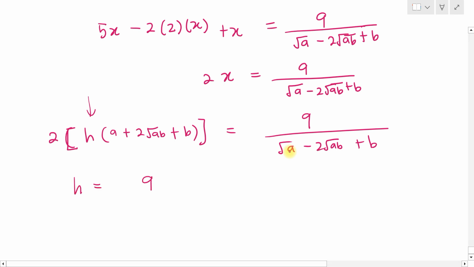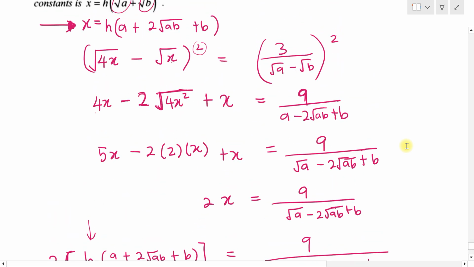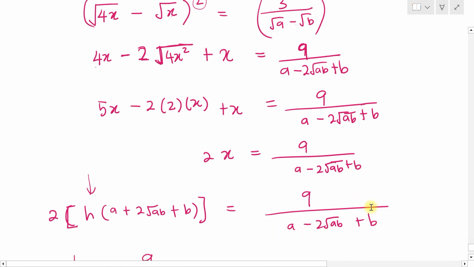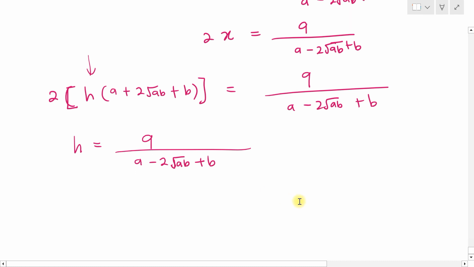h is equal to 9 over square root a minus 2 square root ab plus b. Hold on. Why? Wait. This supposed not to have a square root. Okay, my bad. Okay. Lepas tu 2 dan the whole thing, it must be multiply here lah. Darab sana, datang sini.